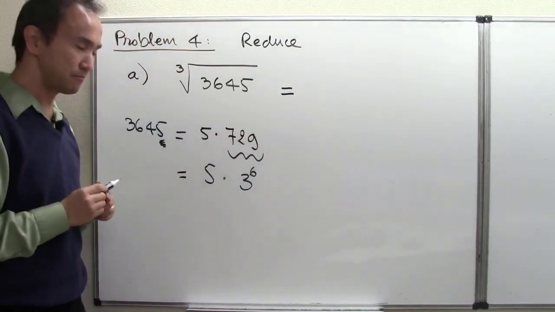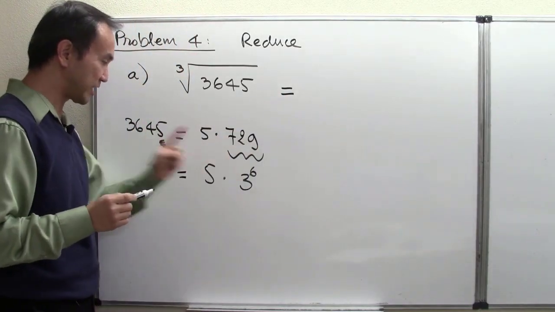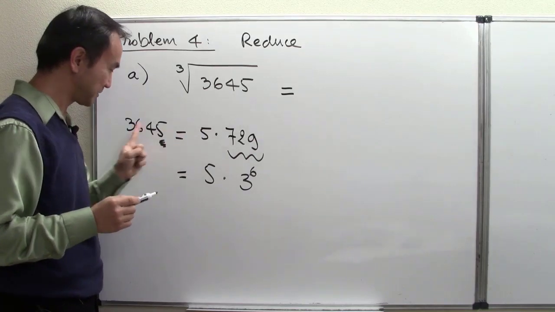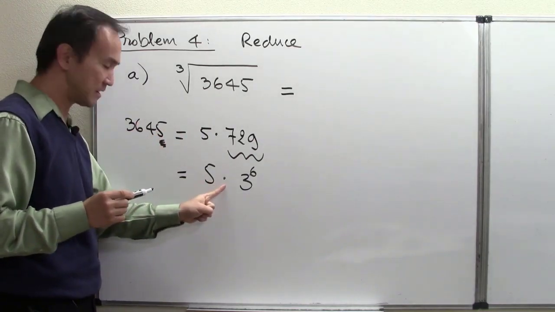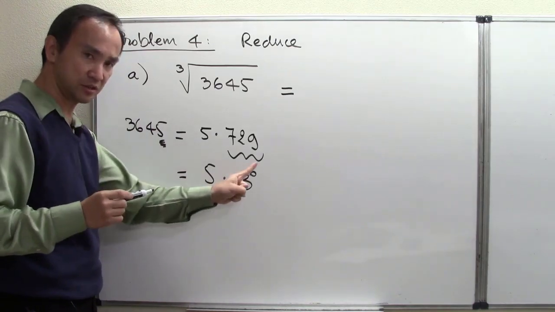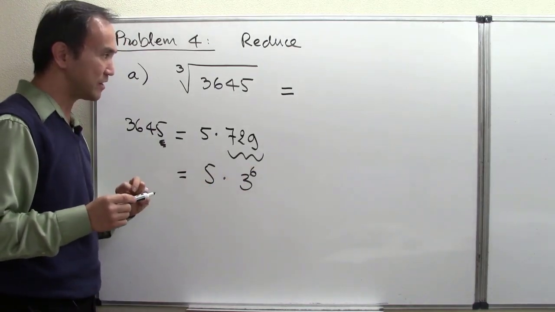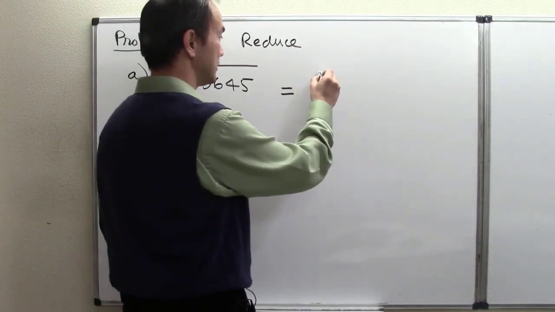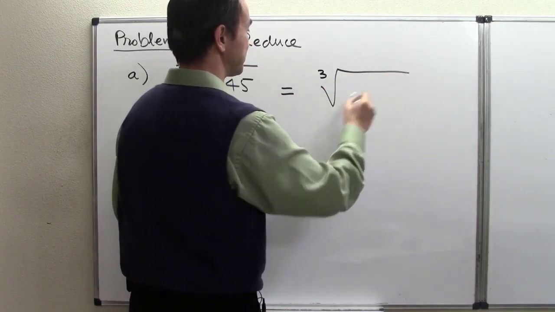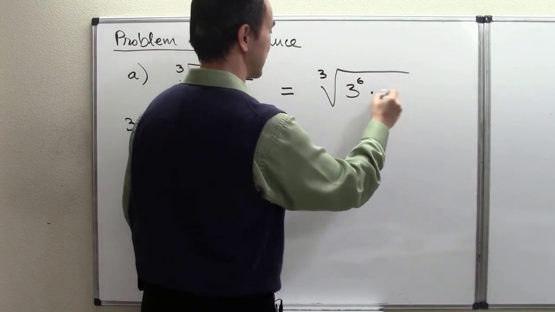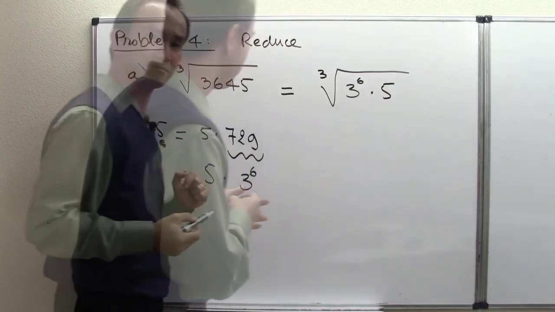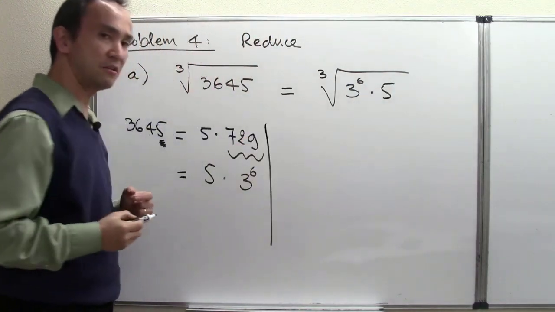Okay, and so now for this problem, with that little thought I have right here, writing my 3645 as a product of the prime factors with some powers included. And so now I can rewrite that here as the cube root of 3 to the 6th power times 5. Let me leave that out on a separate space.